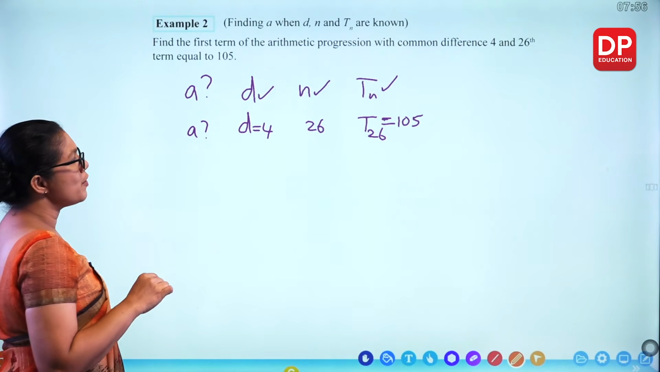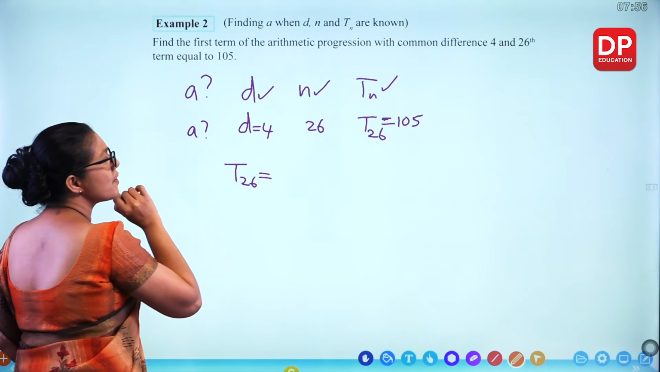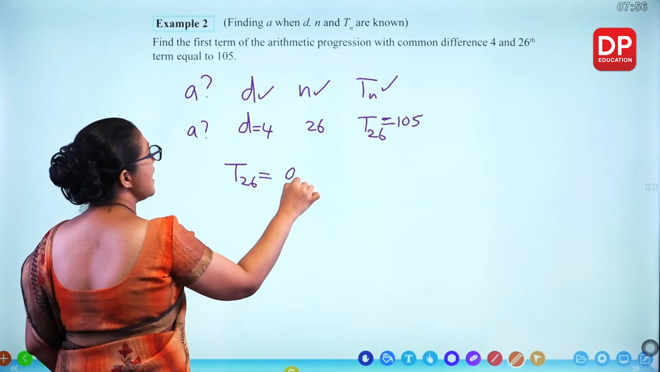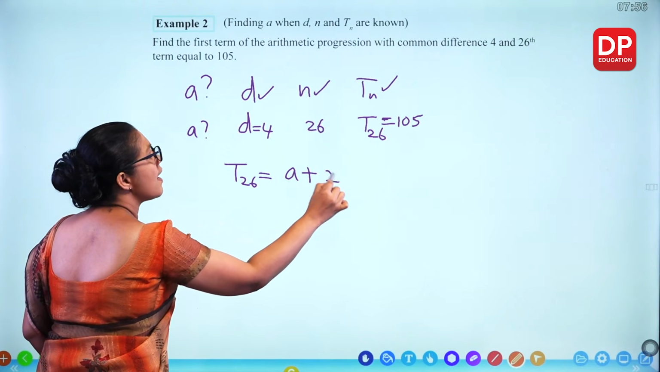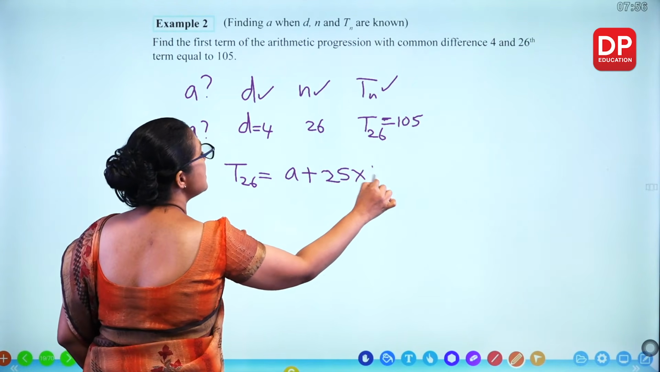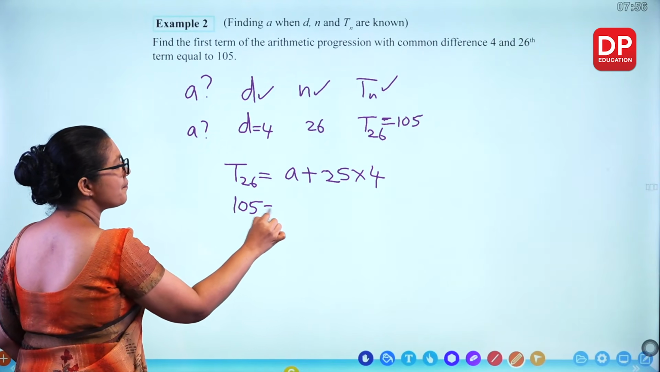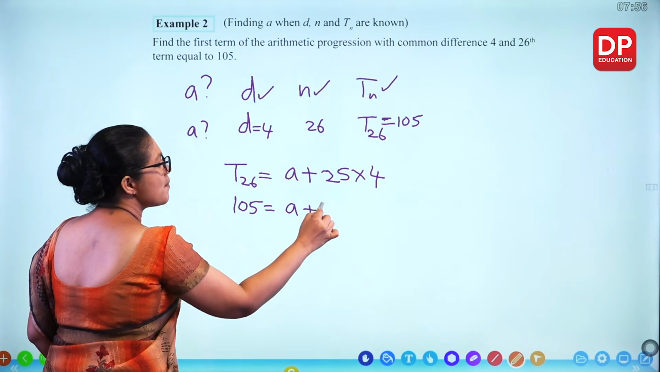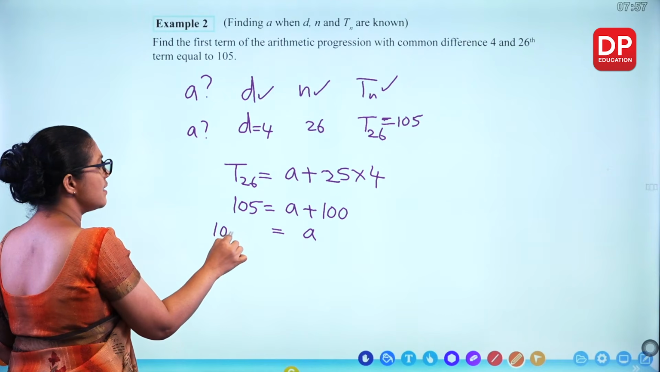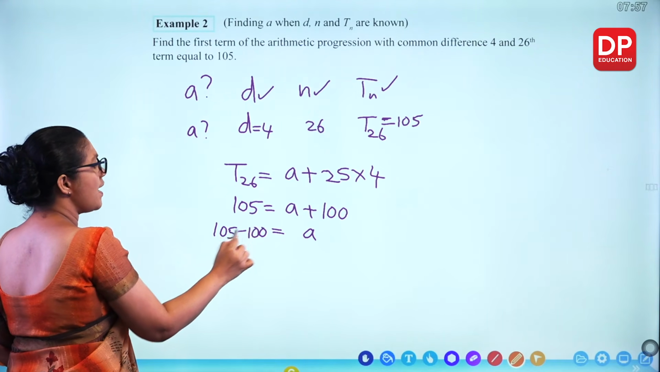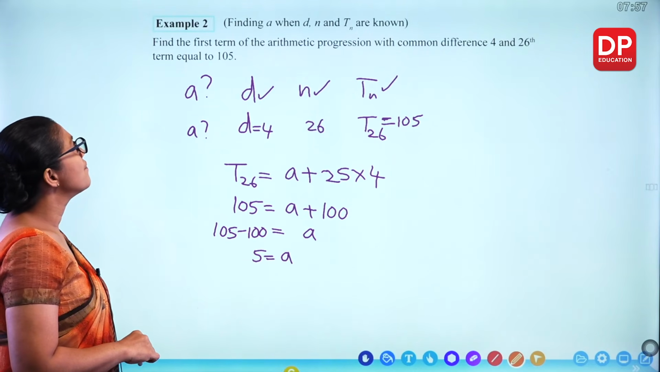Now substitute to the formula, we can take T26. T26 is equal to first term is A plus n minus 1, 26 minus 1, 25 times D, D is 4. The 26th term is given 105. 25 times 4 is 100. Take 100 to the other side, you can find out the A value. 105 minus 100, you get the first term as 5.